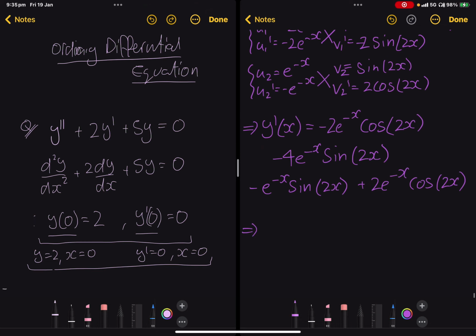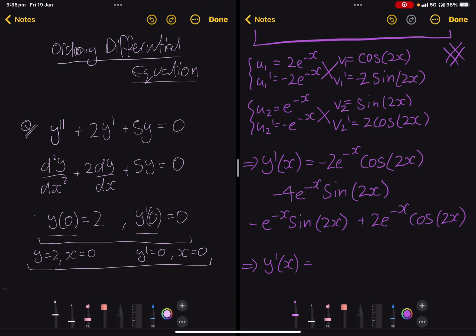Now we can group these together. This will give us y prime of x is equal to, well, what do we have? We have minus 2e to the minus x cosine 2x plus 2e to the minus x cosine 2x. We want to be very careful to make sure these actually do cancel. If they're going to cancel out, that's very convenient. This looks like it's going to cancel with this. And then we have minus 4e to the minus x sine minus 1e to the minus x sine. That's minus 5e to the minus x sine of 2x. And so this looks like it is our first derivative.